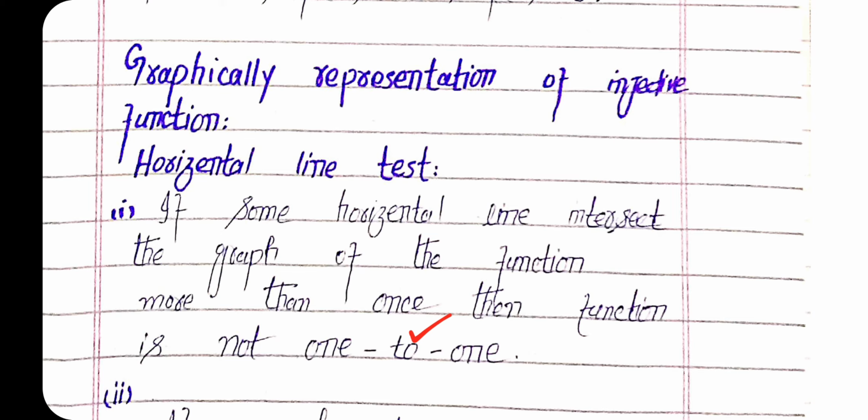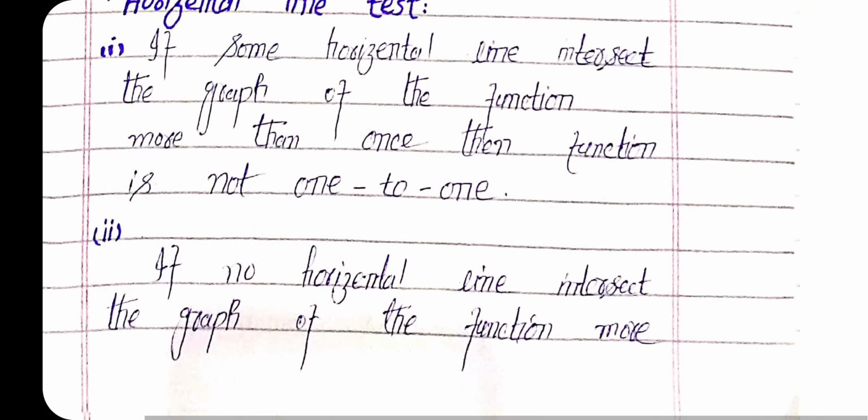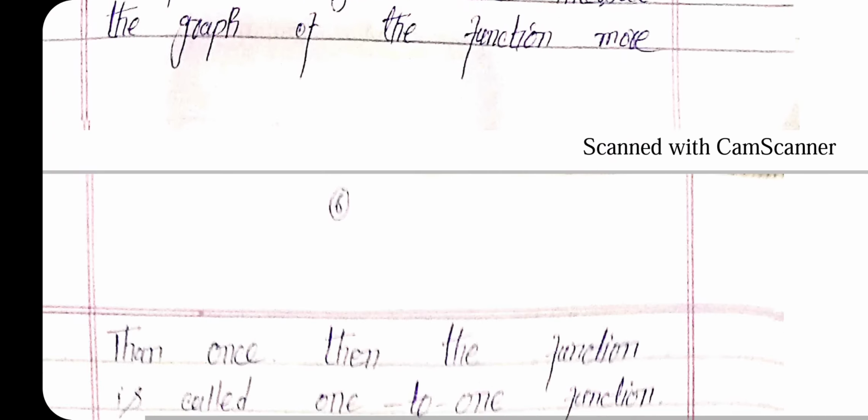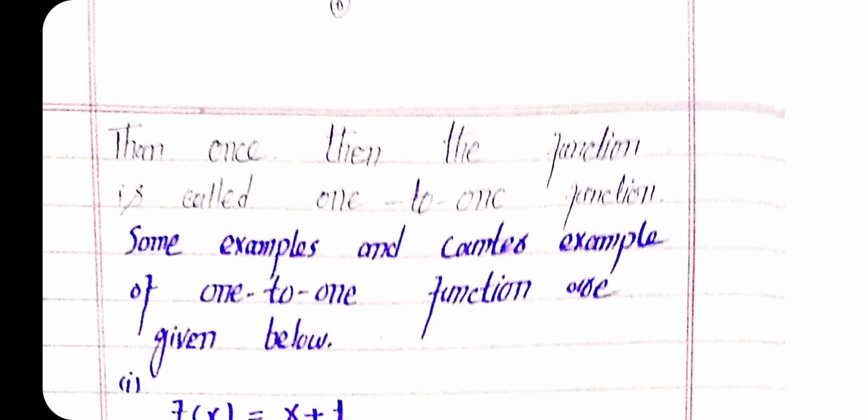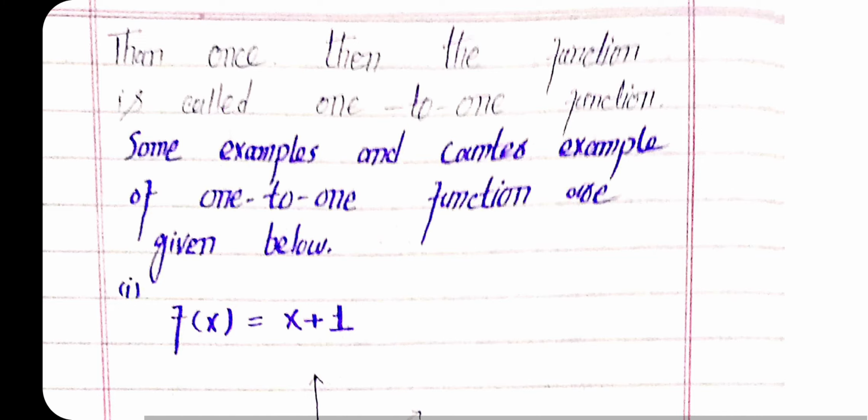If some horizontal line intersects the graph of the function at more than one point, then the function is not 1-1. If no horizontal line intersects the graph of the function at more than one point, then this function is called a 1 to 1 function. Some examples and counterexamples of 1-1 functions are given below.